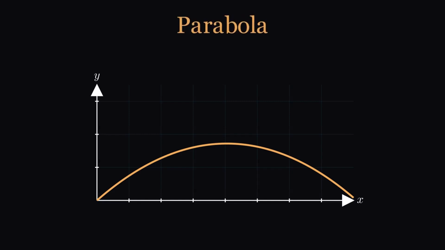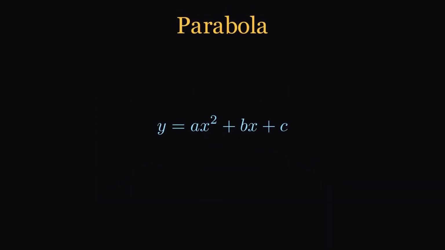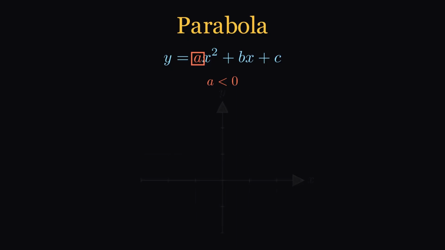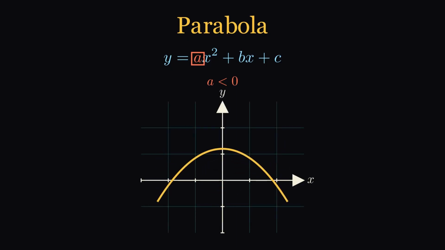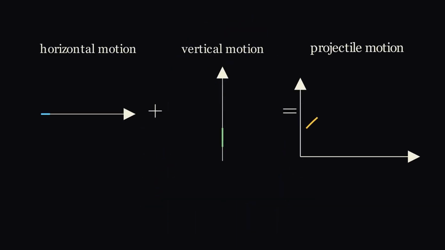trajectory becomes a parabola. Mathematically, a parabola has the form y equals ax squared plus bx plus c. In this case, the coefficient of x squared is negative. That means the parabola opens downward. So the real motion is not one mysterious curve. It is the combination of two simpler motions, one horizontal and one vertical.